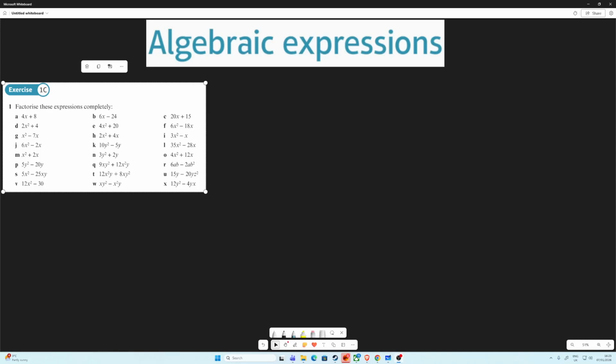Welcome. Now we'll tackle exercise 1C, which is factorizing. Let's get on with it. So 1a, 4x plus 8. Clearly the largest common factor to 4x and 8 is just 4. So let's take 4 out. 4 times x is 4x and 4 times 2 is 8.